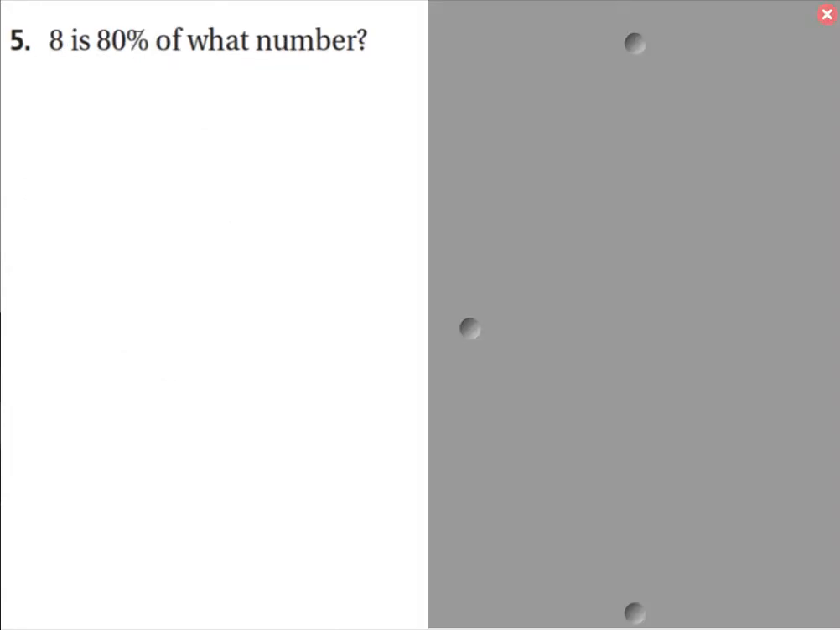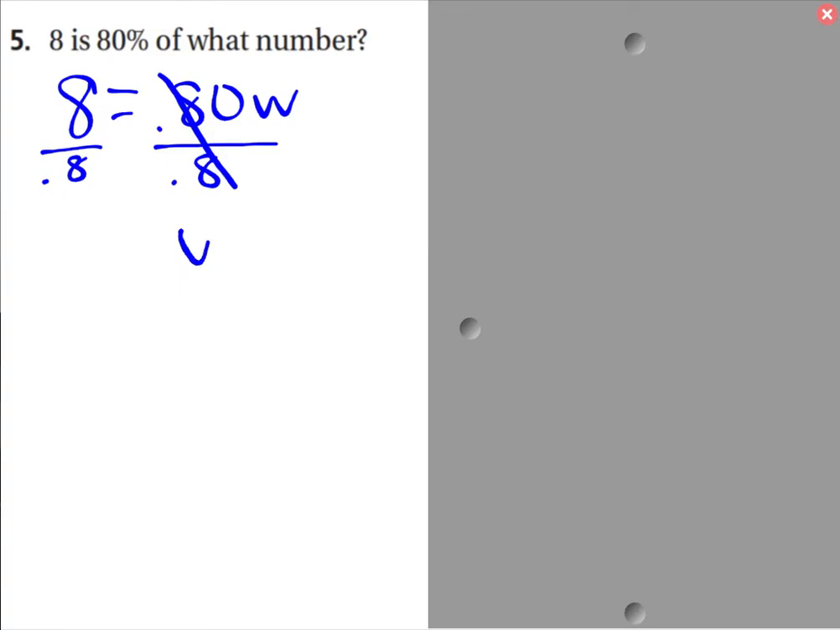I'm going to go ahead and change marker colors. 8 is 80% of what number? Since we don't know what that number is, we'll just use a letter. Maybe I'll use a W this time. Divide by 0.8 on both sides, and W equals 10. So 8 is 80% of 10.